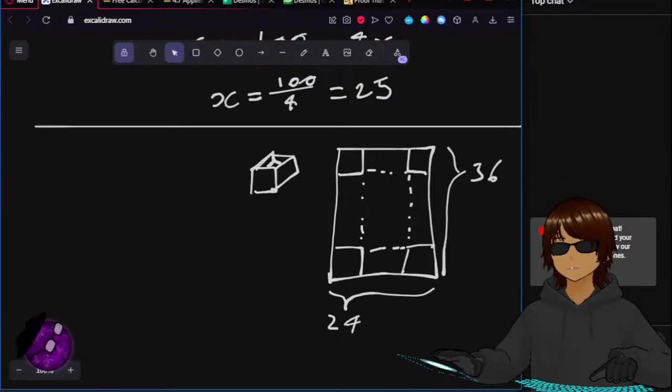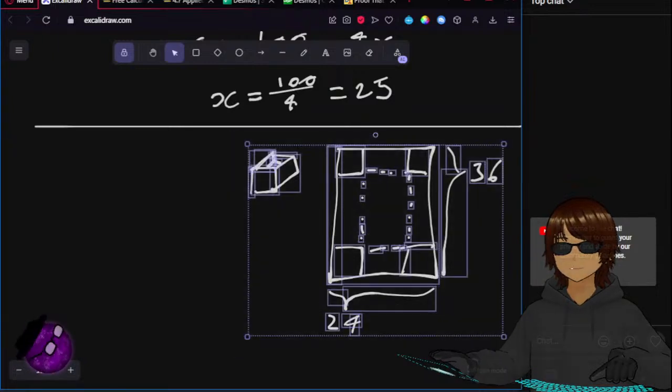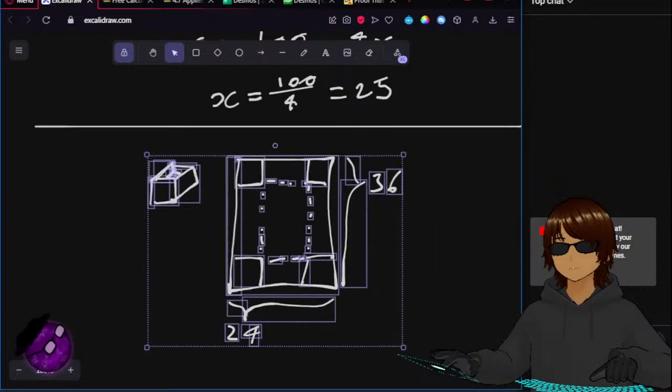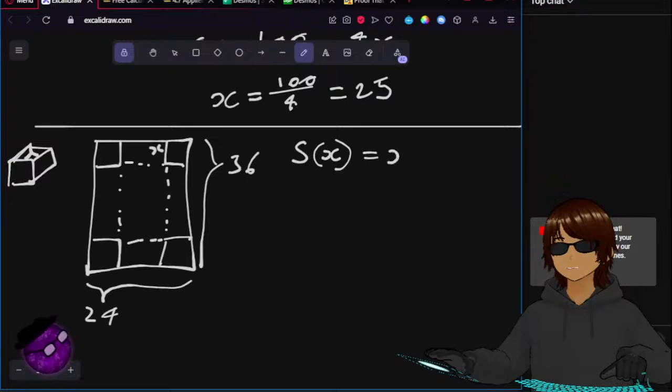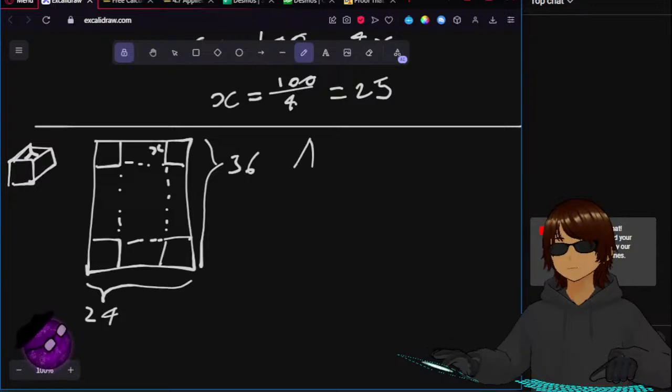Let me just take all this and put them all here. So volume, the side of the square, let's call it x. So the area of the square is going to be x squared.